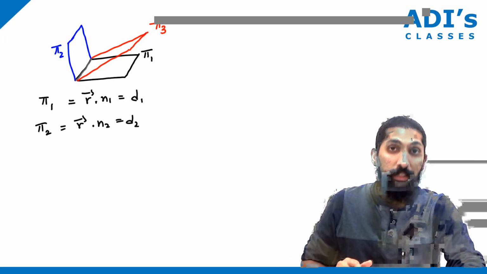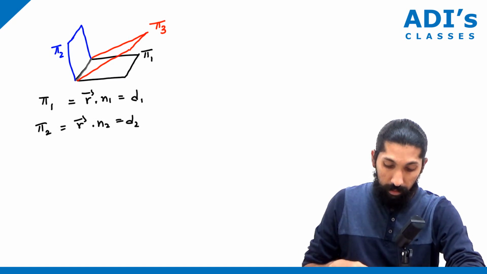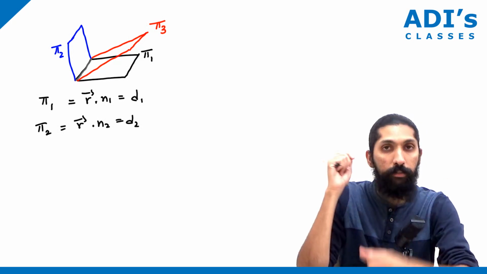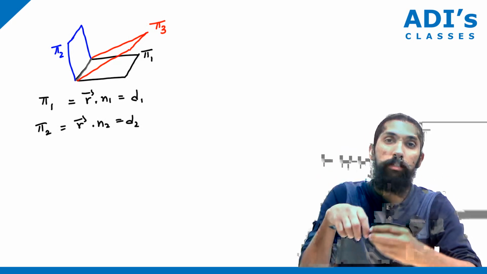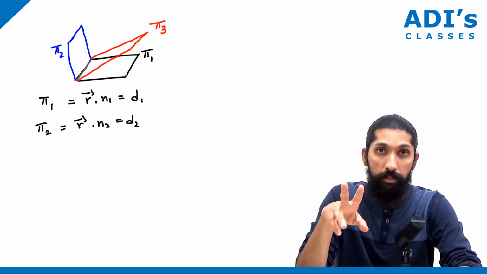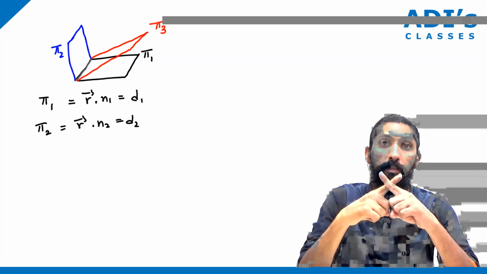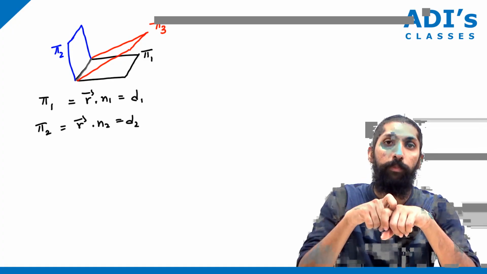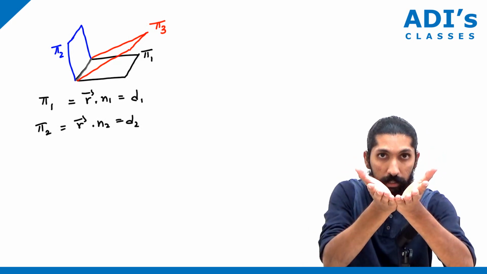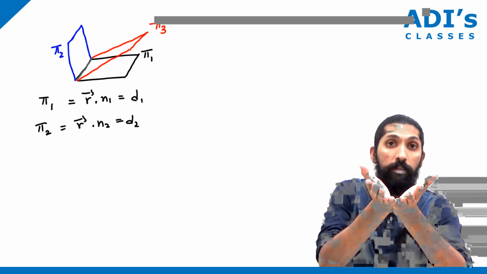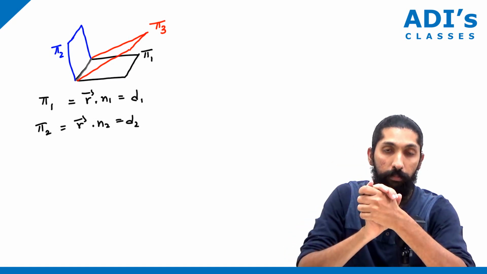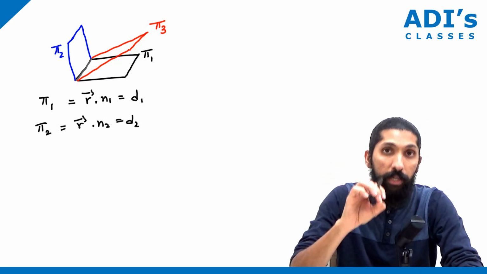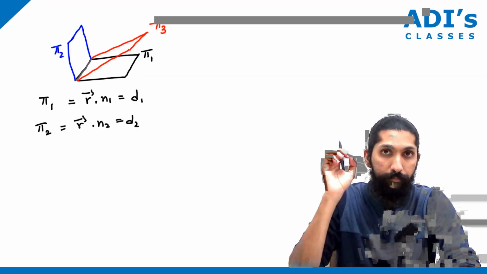Now, if they are intersecting, the intersection of two planes is going to give you a line, correct? Look at the figure. It's very easy. Suppose you have two lines. When two lines intersect, that is going to give you a point, correct? Like this, you are going to get a point. If two planes intersect, then what's going to happen? You are going to get a line. See, this is a line, correct? So what we have is a line, and a plane pi 3 is passing through the line.